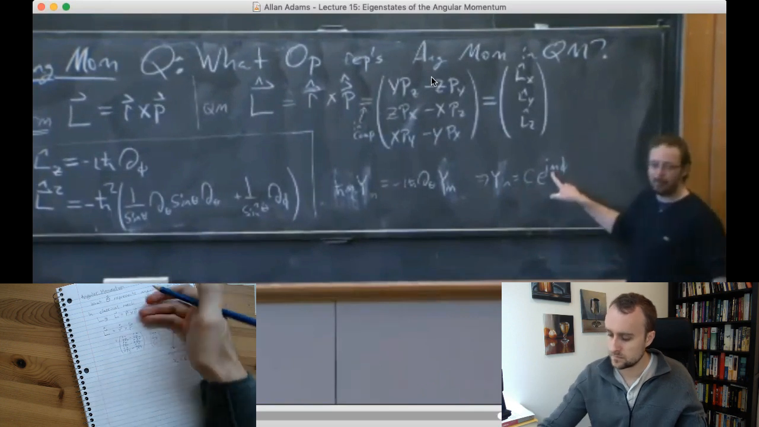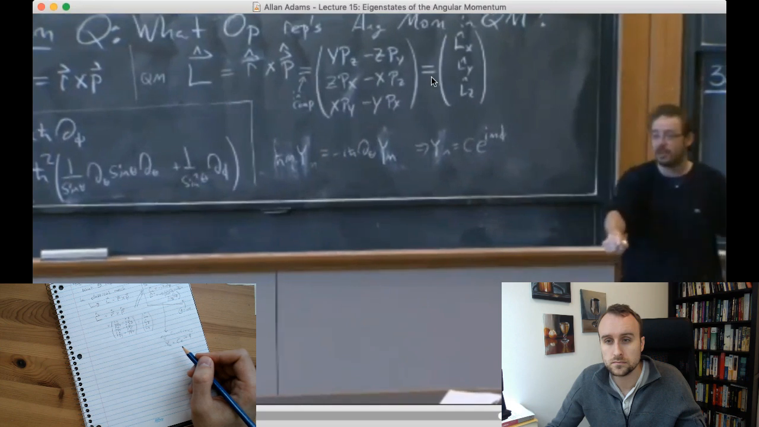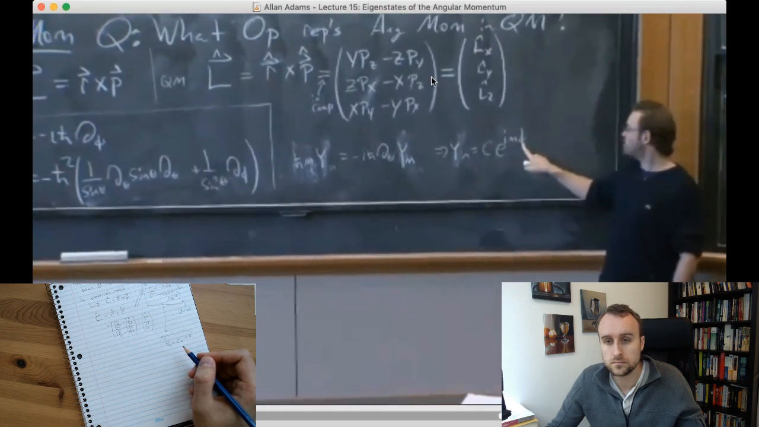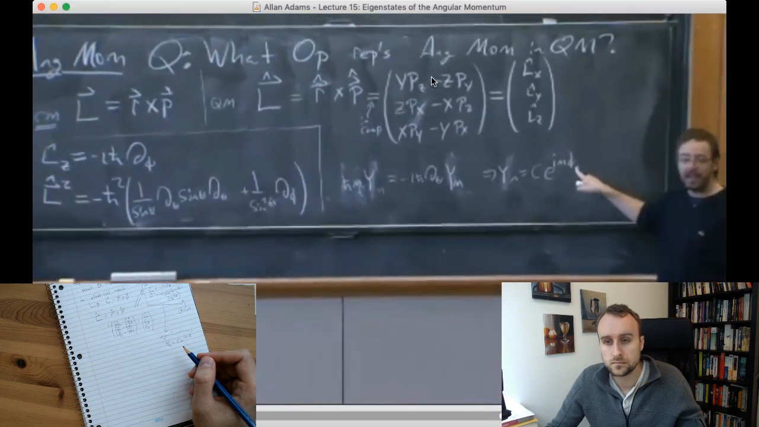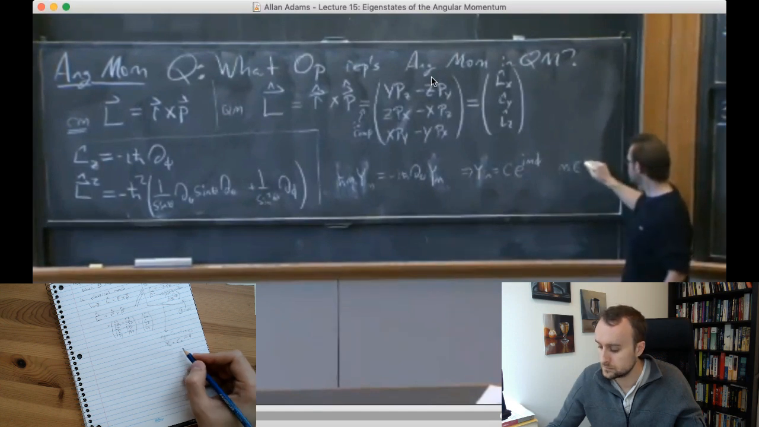And that's great. But what can you say about m? Well, phi is the variable around the equator, periodic with period 2 pi. And our wave function had better be single valued. So what does that tell you about m? Well, under phi goes to phi plus 2 pi, this shifts by i m 2 pi. And that's only 1 to make it single valued if m is an integer. So m has to be an integer.